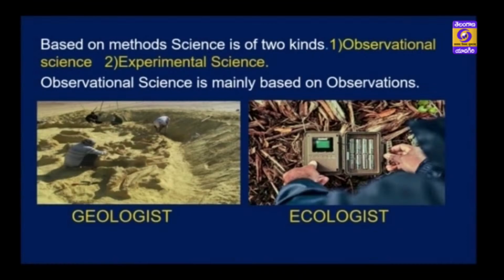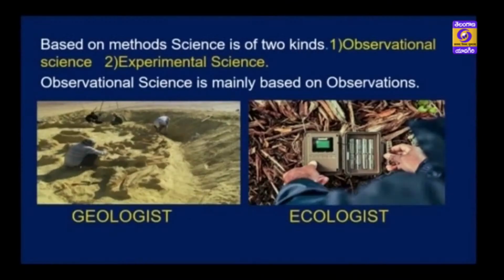And here if you see, the next scientist is the ecologist. He will study the relation between the organisms and our surroundings. He will be dealing with that. So both these scientists, the geologist and the ecologist, are related mainly. They will study the science on the basis of their observations. So that is the observational science.